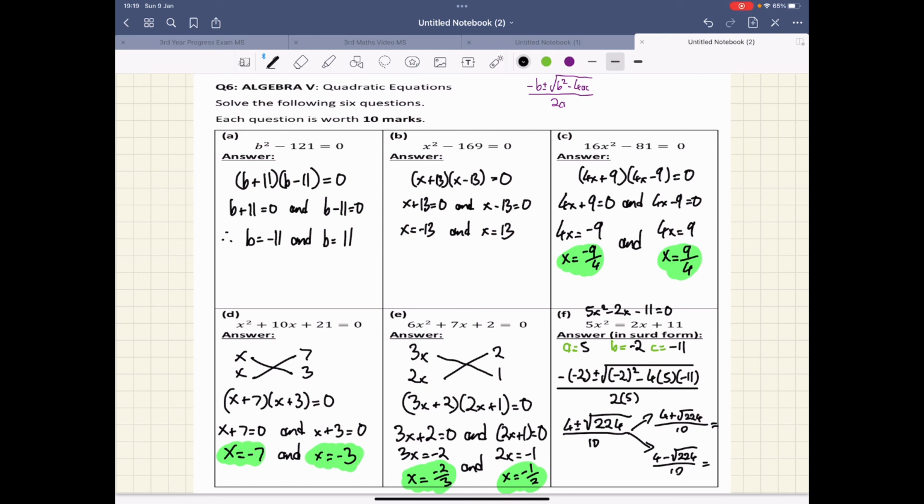This is just calculator work now. So the square root of 224 is 14.9662955. I'm going to add 4 to that. It wants it to 2 decimal places. Oh no, sorry, I said to keep it in surd form. Jesus, lads, I should read the question. The answer is finished. That's the answer. Okay? Because this is in surd form. All right? So there's one answer. There's the other answer in surd form.